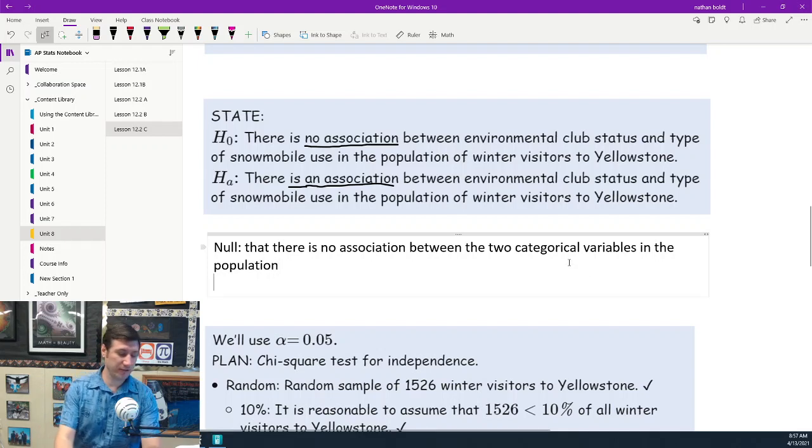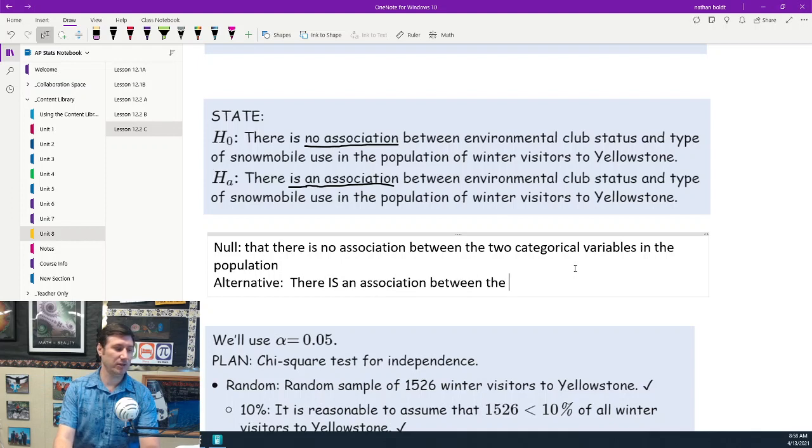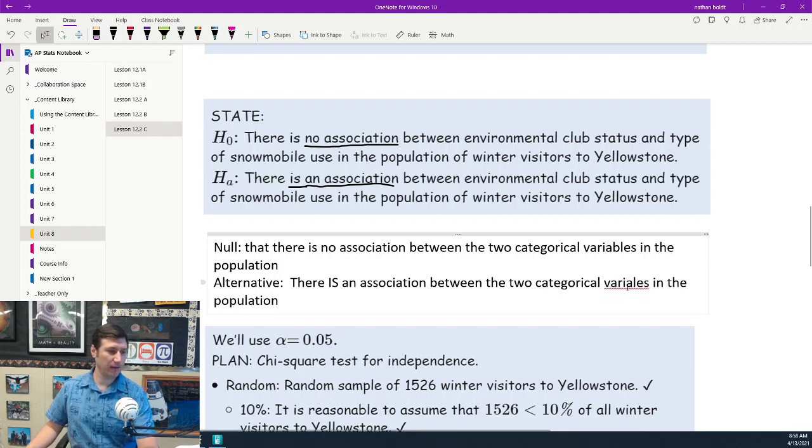And then your alternative, there is an association between the two categorical variables in the population. Variables.